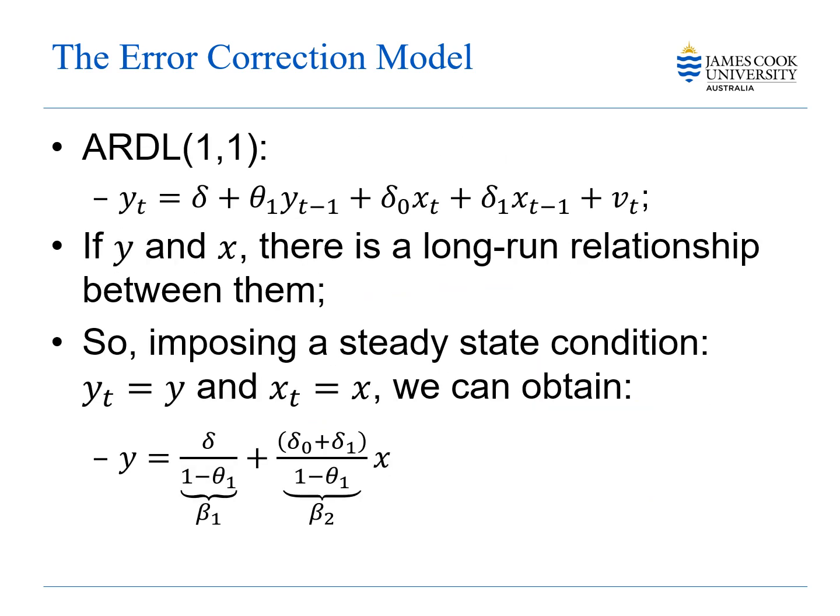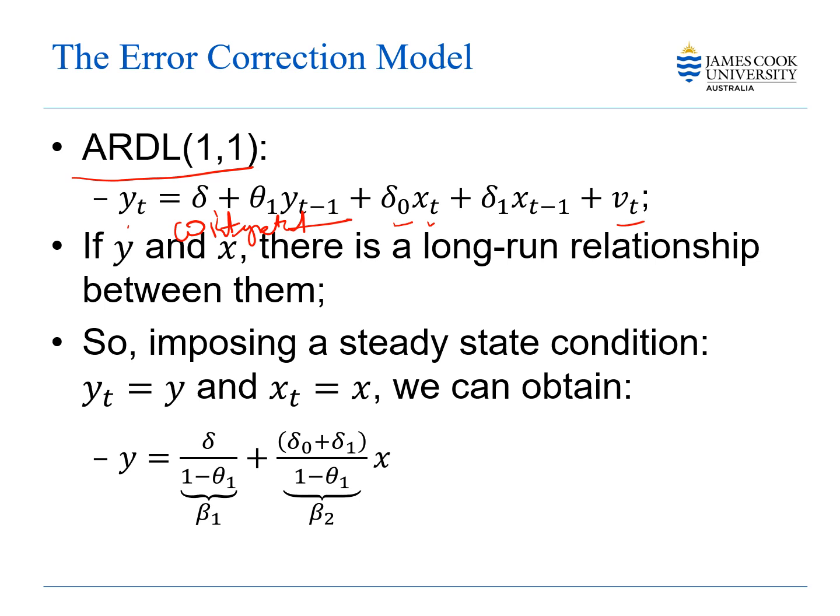So let's start with ARDL 1-1. So yt is equal to delta plus theta 1 yt minus 1 plus delta 0 xt plus delta 1 xt minus 1 plus vt. Delta and theta are parameters. If y and x are co-integrated, then there's a long-run relationship between them. Okay.